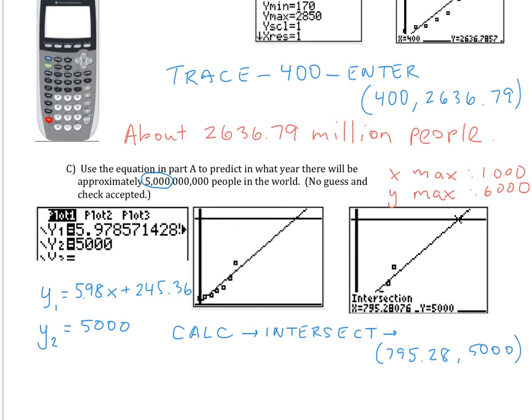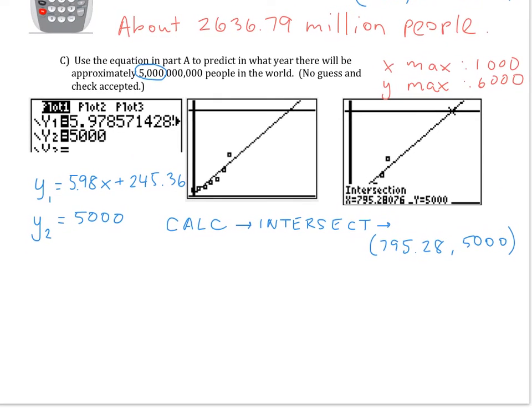Okay, but now we need to actually answer the question accordingly. It wants to know in what year. Well, remember, our year started in 1650. That's year 0. So I am going to add 795.28 to this to figure out what year this is. Okay? And what we get is 2,445.28. Well, I don't really care about these guys here. All right? I'm just focusing on the year.